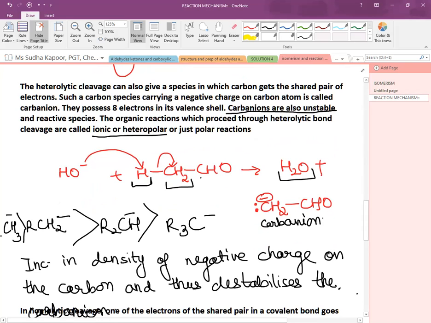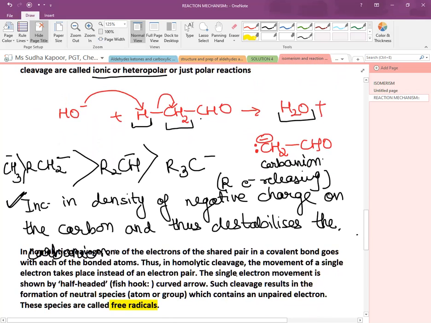And the main reason behind it is the increase in density of negative charge on the carbon. Due to the 3 methyl groups, remember here that the alkyl groups are electron releasing in nature. They are electron releasing groups, so they increase the electron density. So if the electron density on the carbon increases very much, it results in destabilizing the carbanion and thus decreases the stability. So the methyl carbanion is going to be highly stable in nature out of all of these.